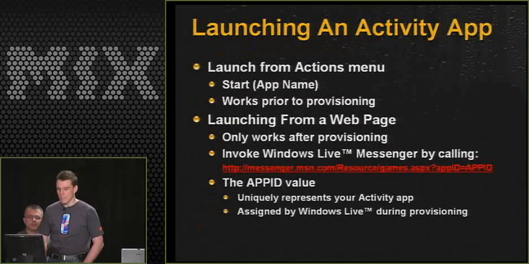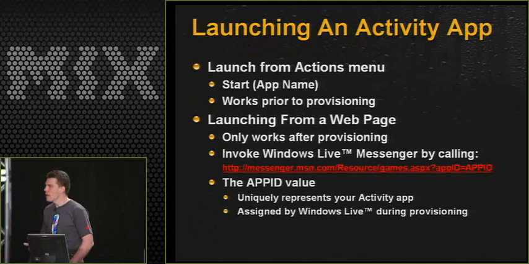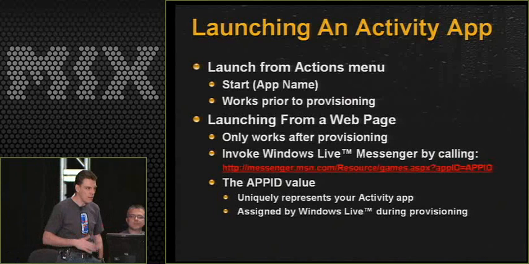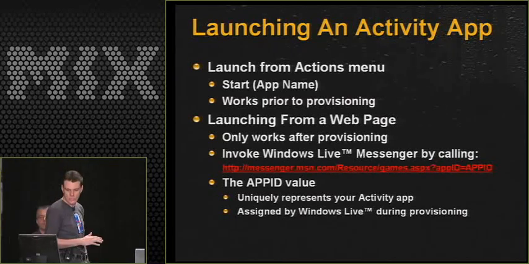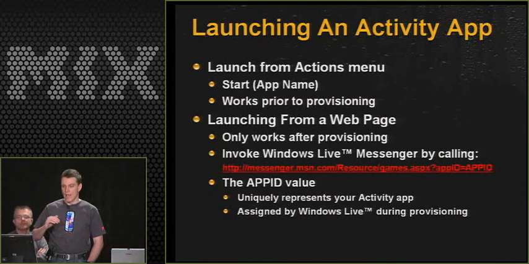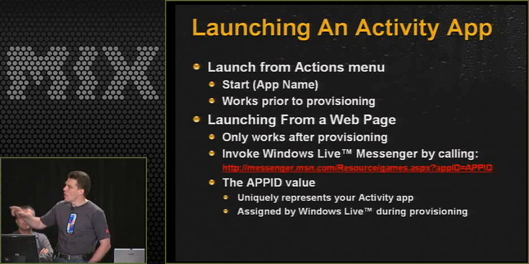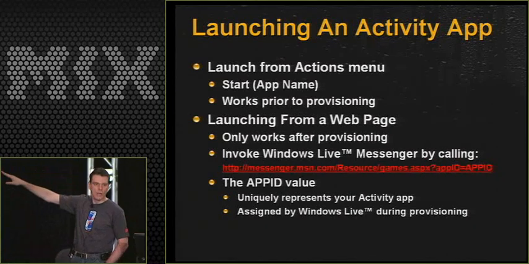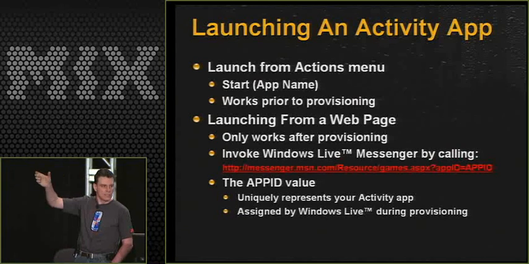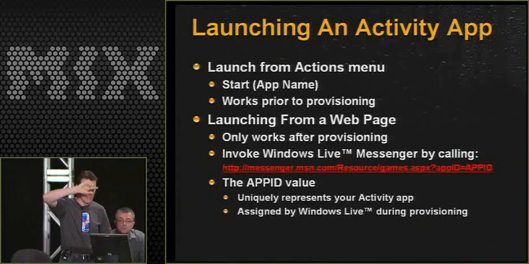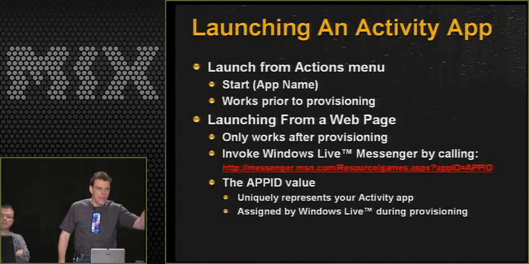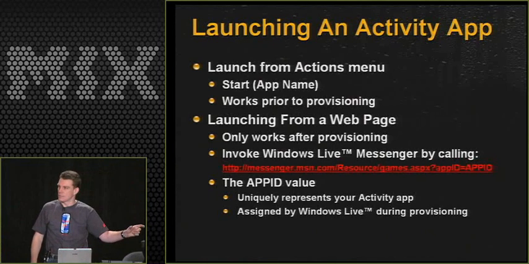So launching the activity application, you saw one way I could do that. I could actually go into the actions menu, start the application, all right, and select the name. That's great if I'm testing applications. If I want to launch from a web page, here's in fact how, and this is after you provision it, so it only works after provisioning. You can see where we put an app ID, the unique identifier, like a GUID, that uniquely identifies that application and launches it. That also then appears in the drop-down menu where you saw the activity applications.